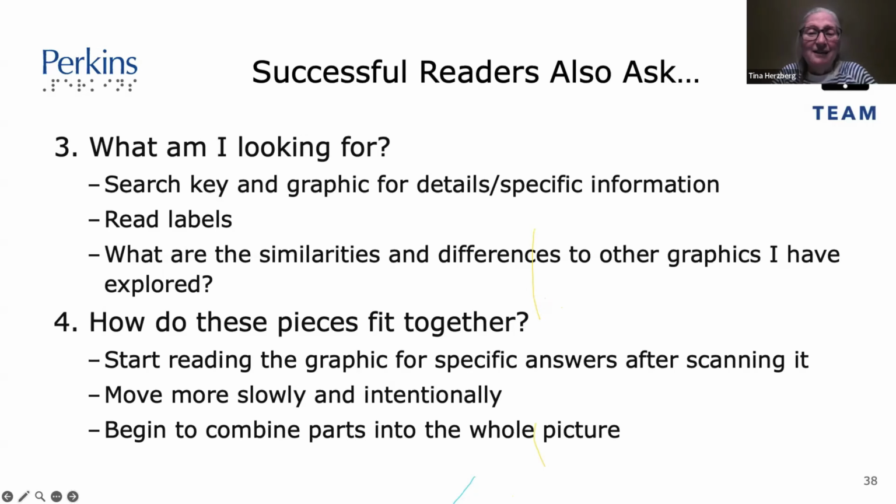And so sometimes it's us asking our students the questions and then giving some of this information to them. So how do these pieces fit together? Okay, so now that we've scanned it, let's look for some specific answers, and then let's see if we can start putting that puzzle together.